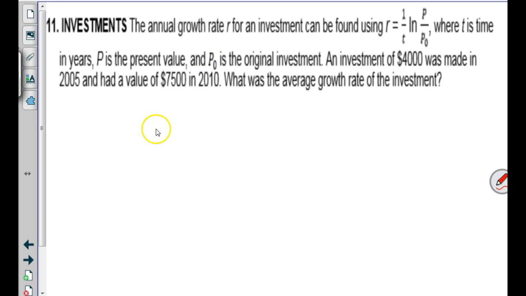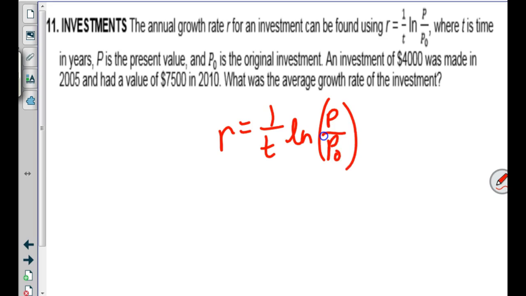This is just a quick application. It gives you R equals 1 over T ln of P divided by P sub 0, where T is time, P is present value, and P sub 0 is the original investment. So an investment of $4,000 was made in 2005 and had a value of $7,500 in 2010. What was its average growth rate of investment? How could we fill that all in?